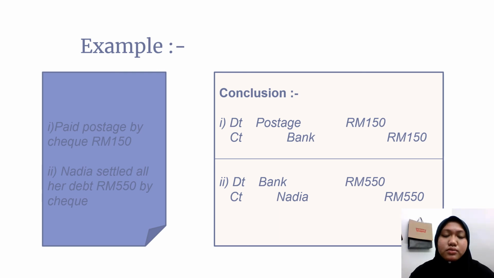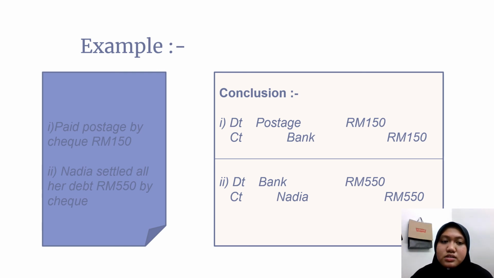Okay, so let's look at an example for check. Okay, for the first question, paid postage by check 150 ringgit, and the conclusion is we must debit the postage and credit the bank. Okay, for this, if you can see, the position of bank is at a credit position. So this is the result, in the business account the bank will decrease.